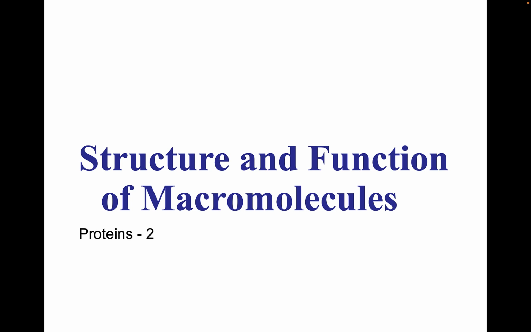Now, a little terminology that I need to review. At one end of the amino acid is the amino group that we call the N-terminus, and at the other end is the carboxyl group that we call the C-terminus. And that's true of every polypeptide or protein as well. There is an N-terminus and there is a C-terminus to every polypeptide.